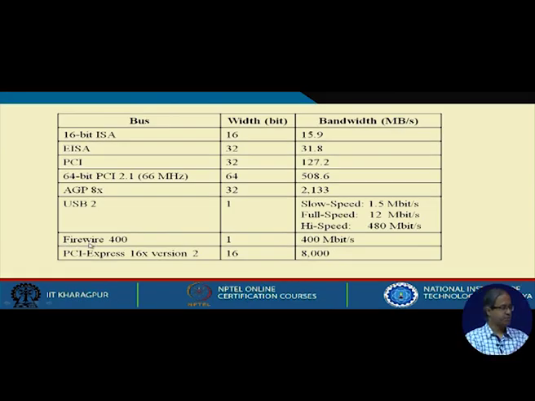So, FireWire was supposed to be one of the fast standards. This is also serial, this can go up to 400 megabits per second, and PCI Express is one of the fastest buses available. It carries 16 wires and the speed is 8000 megabytes per second. Okay. So, just to have an idea.